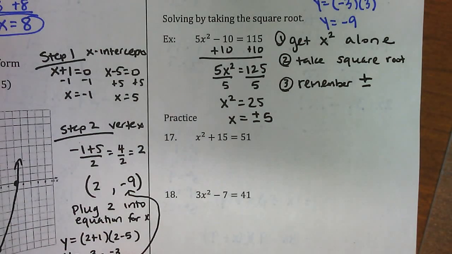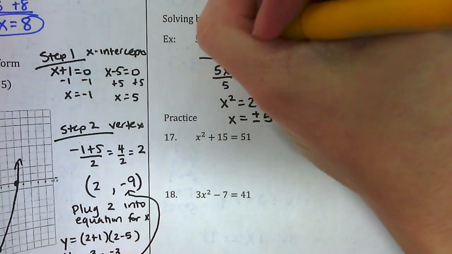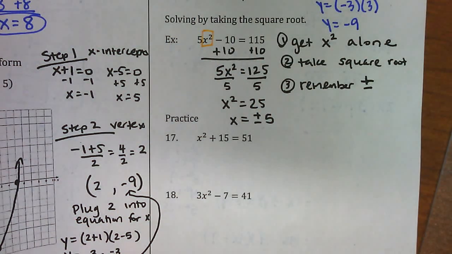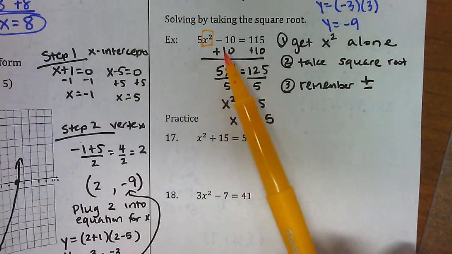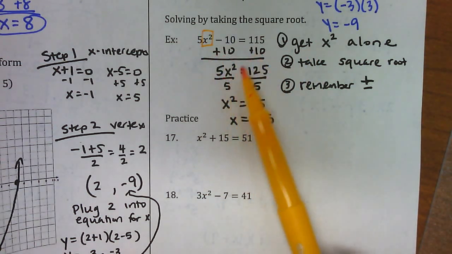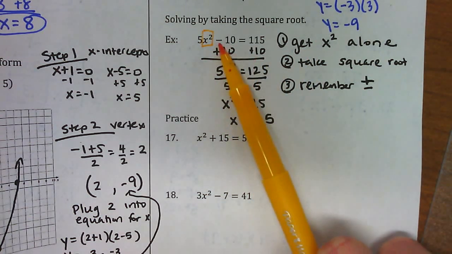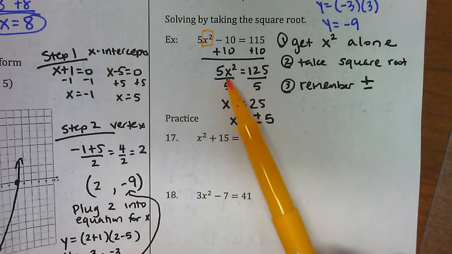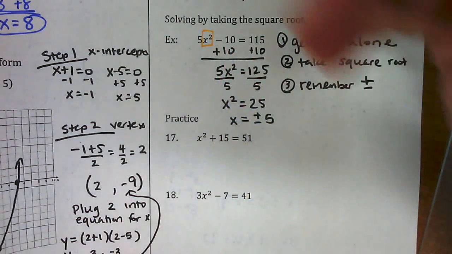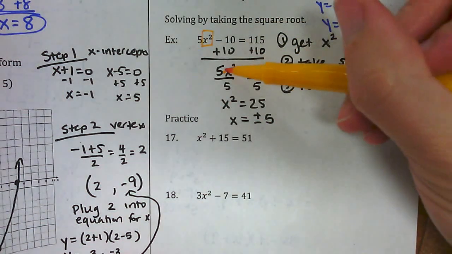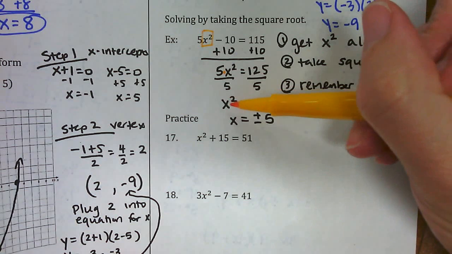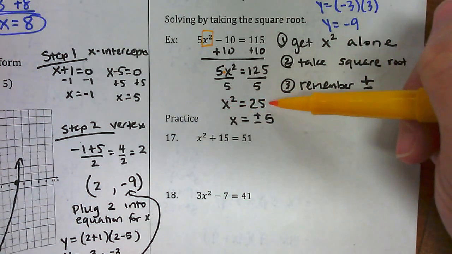All right, when we're solving by taking the square root, your goal is to get the x squared part by itself. So in order to get it alone, in this case, we'd have to add 10 to both sides because we're doing the opposite. And then we'd have to divide by 5 because this means 5 times x. So the opposite of multiplication is division. Then we get x squared is equal to 25.